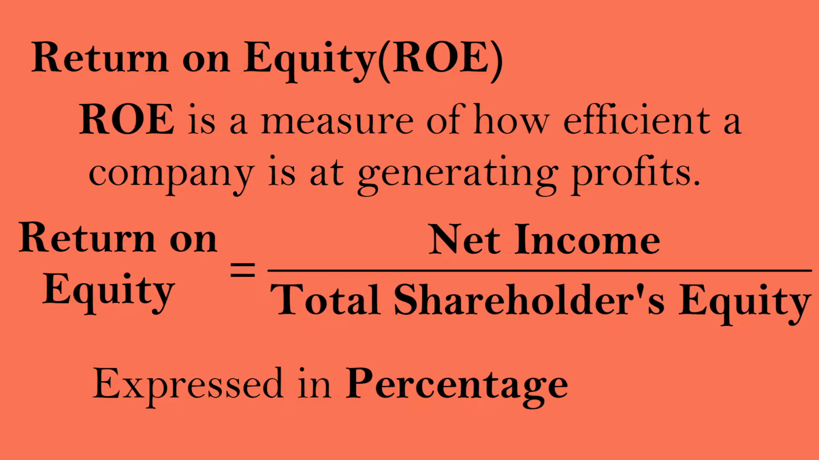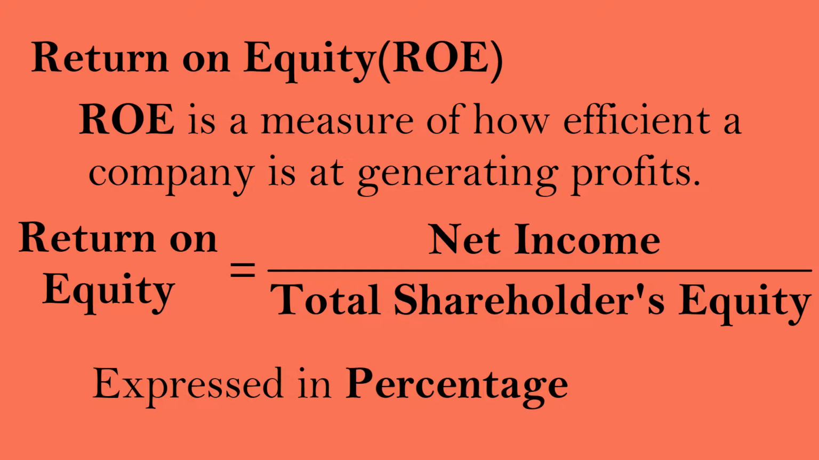First, return on equity. ROE is a measure of how efficient a company is at generating profits. ROE is calculated as net income divided by total shareholders' equity and expressed in percentage.